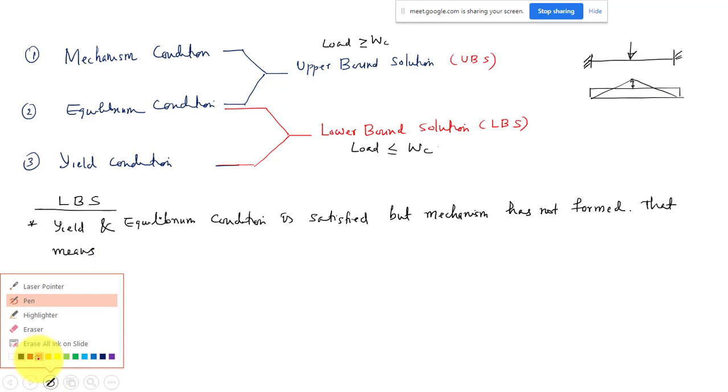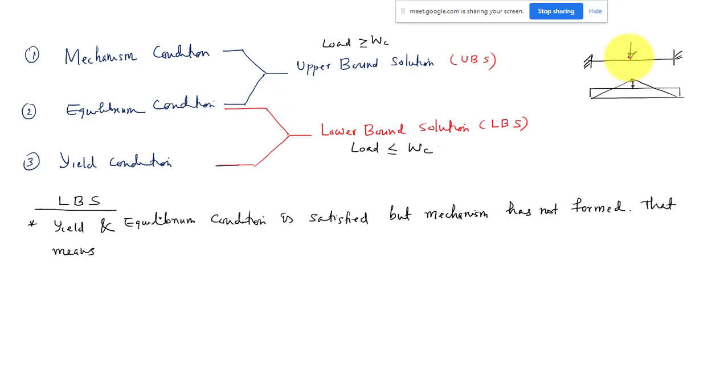For this structure to form a mechanism and reach a collapse stage, the formation of one plastic hinge is not sufficient. Even though I have a hinge at the midspan and both ends are fixed, it is able to carry the load. For this particular case, to form a mechanism, there should be three plastic hinges: one at each fixed end and one at the midspan. This is the mechanism. To form a mechanism for a fixed beam, we need three plastic hinges.